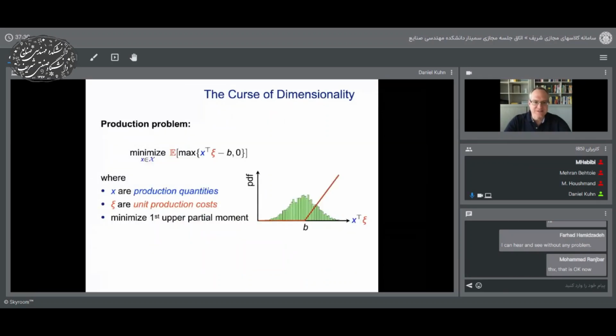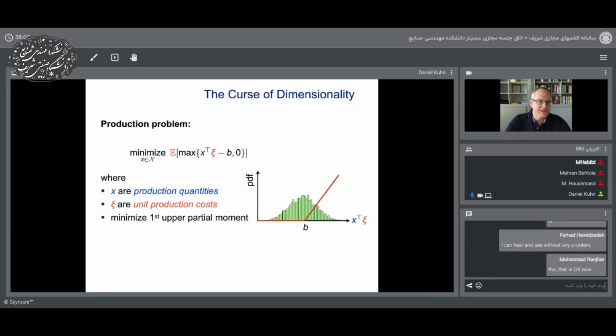The first one is that this problem is very hard to solve, even in very simple settings. I would like to show this to you with an example. This is a simple production problem. Assume that X is a vector of production quantities for different goods, and Xi is a vector of unit production costs, and these are uncertain. That means that the inner product, X transpose Xi, is the total production cost.